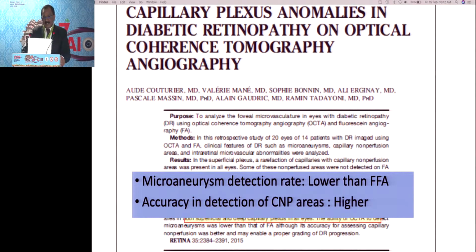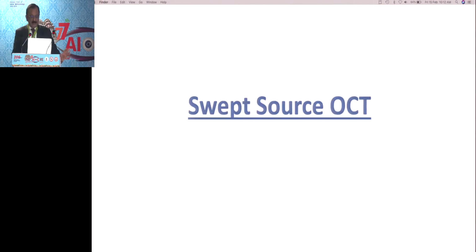It was seen in the studies that the microaneurysm detection rate in OCTA was lower than fluorescein angiography, but the areas of capillary non-perfusion were detected much more easily with OCTA. So I won't go into this. Then came the swept source OCT.